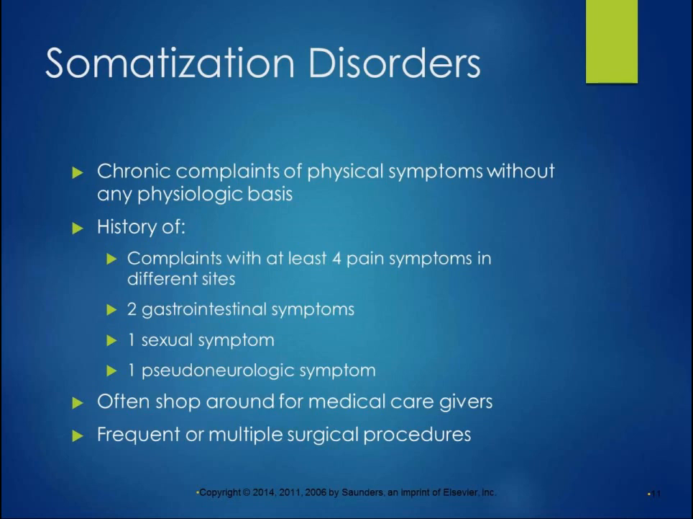So in order to be classified as a somatization disorder, they have to have a history of complaints with at least 4 pain symptoms in different sites, 2 gastrointestinal symptoms, 1 sexual dysfunction symptom, and 1 pseudo-neurologic symptom. So numbness and tingling, paresis or paralysis, that type of thing, pseudo-neurologic symptom.